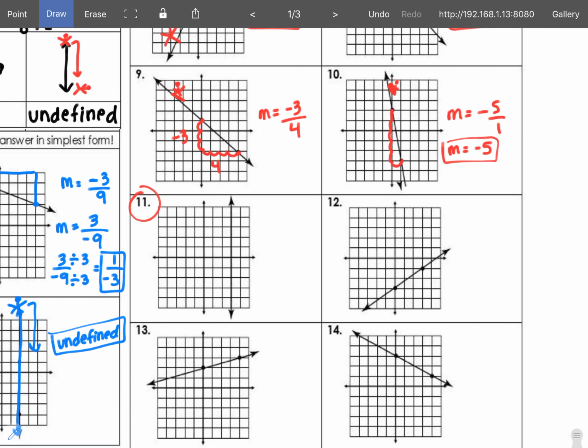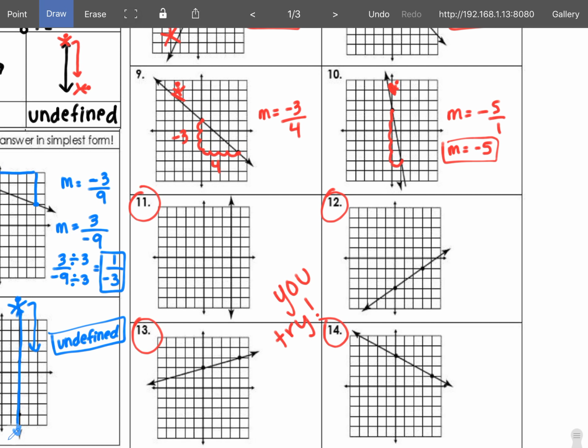Now, I want you guys to try 11, 12, 13, 14. Try those. When you're finished with the notes, come up to me. I want you to show me 11 through 14 and then a couple more on the next page. Okay?